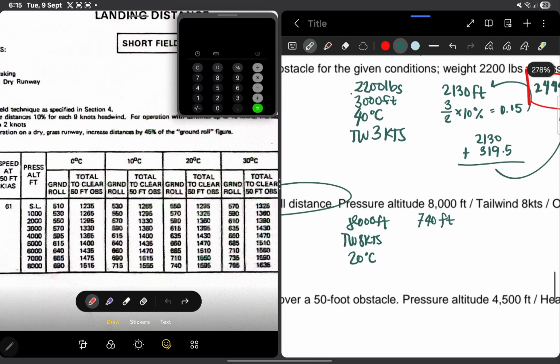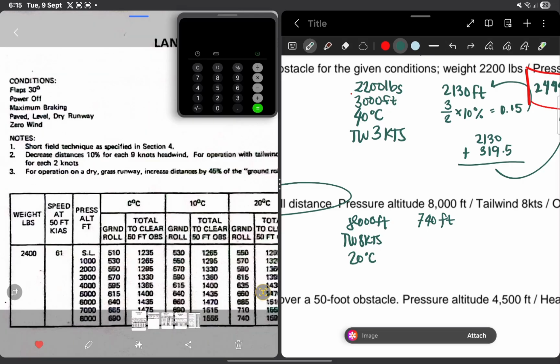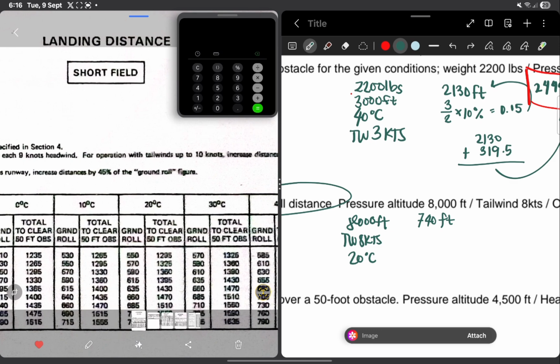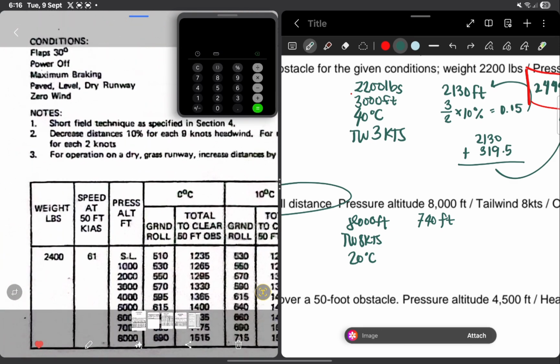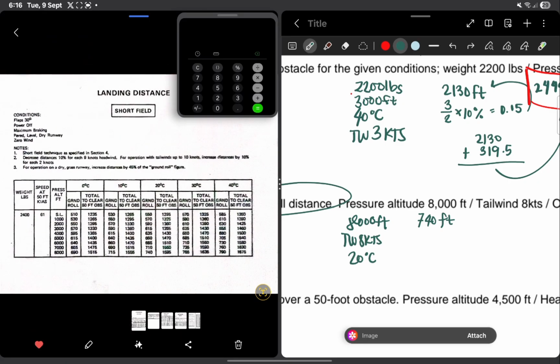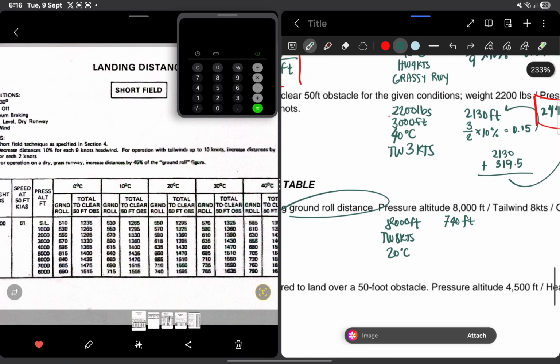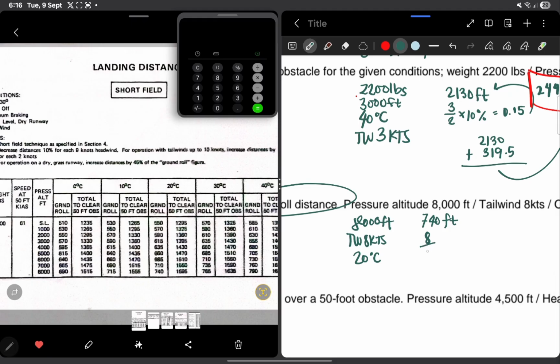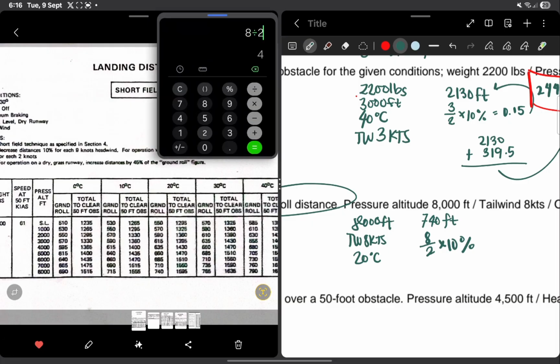And then next, we will take into consideration our tailwind. For tailwinds up to 10 knots, increase distances by 10% for each 2 knots. This is for landing distance. So since we have 8 knots, we will divide it by 2, multiply it by 10%. That will be 8 divided by 2, multiplied by 0.1. That will be 0.4. We then multiply it with this value, 740.